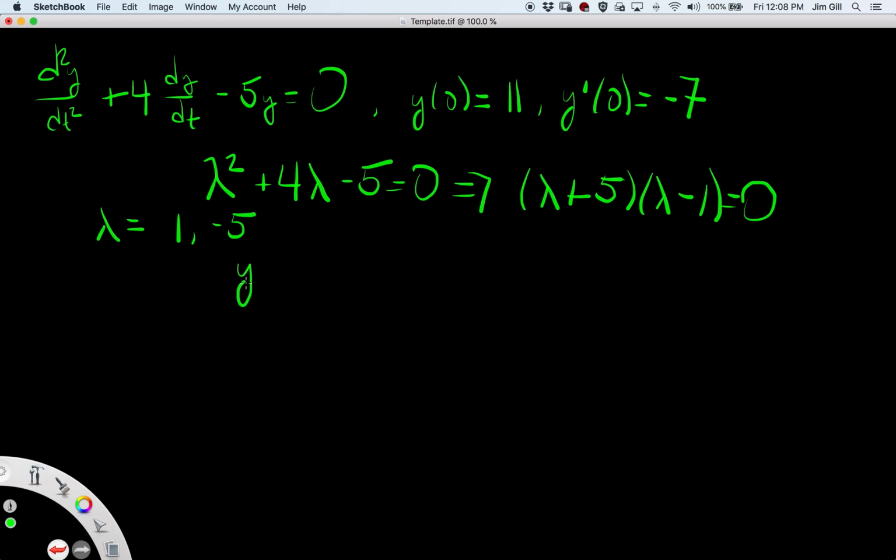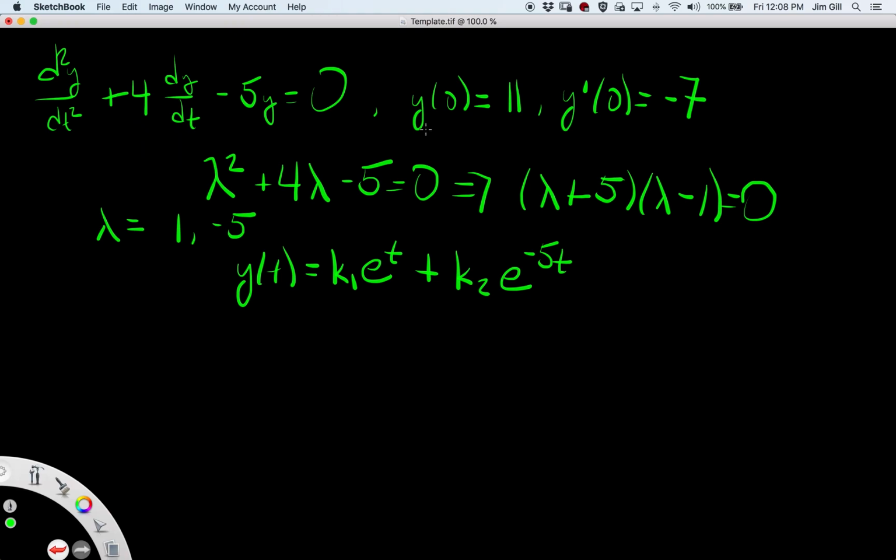So that means our solution, y of t, is going to be some combination of e to the t. That's with lambda equals 1. We'll call that k1 times e to the t, plus some other constant, k2, times e to the negative 5t. Now to figure out what these constants k1 and k2 are, we have to go back to our initial conditions.